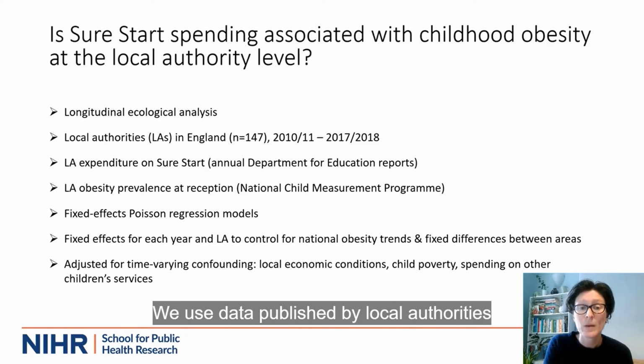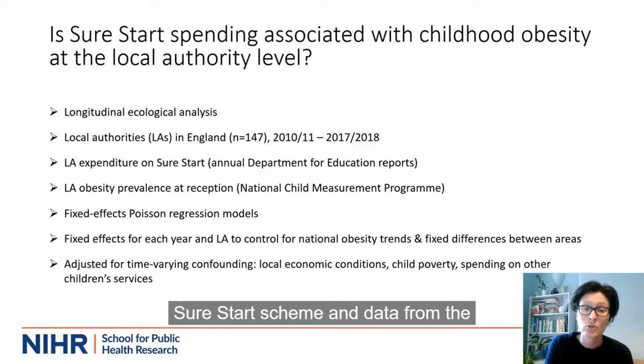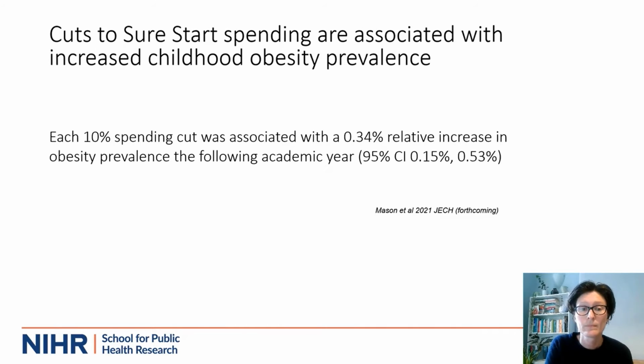We used data published by local authorities on their annual expenditure on the Sure Start scheme and data from the National Child Measurement Programme for children in the reception year of school when they're aged 4 or 5. We used a fixed effects panel regression model which allowed us to estimate the average change in obesity in a local authority when public spending levels change, independent of national trends in obesity. And it also allows us to control for differences between and within local authorities that might influence both spending levels and obesity prevalence over time.